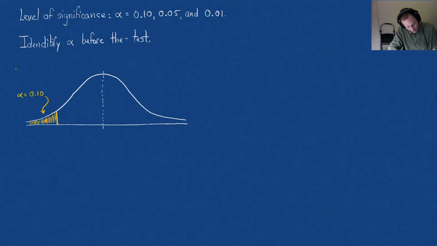And we call this the critical region. Because if our probability is that, it's a critical finding. Now this unshaded area, we call this a non-critical region.